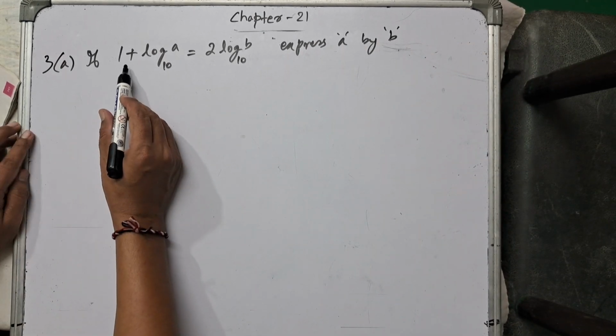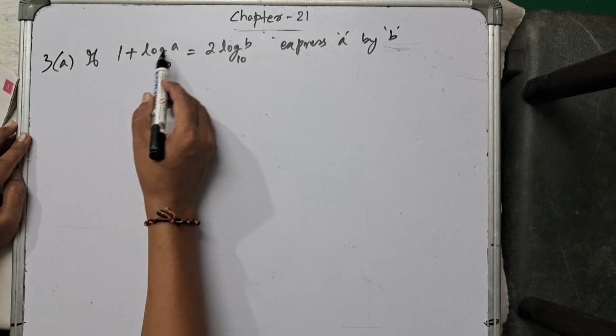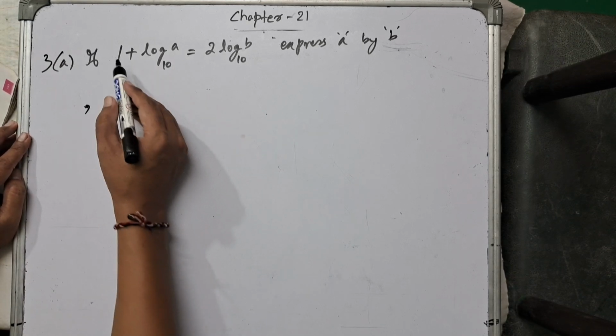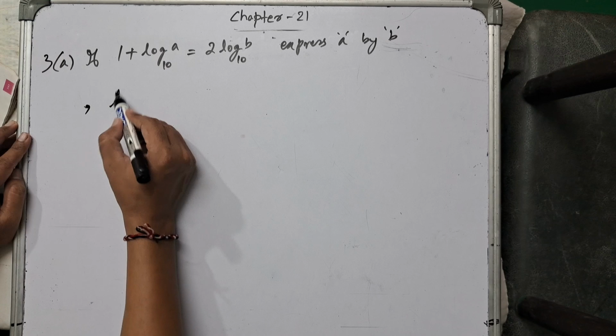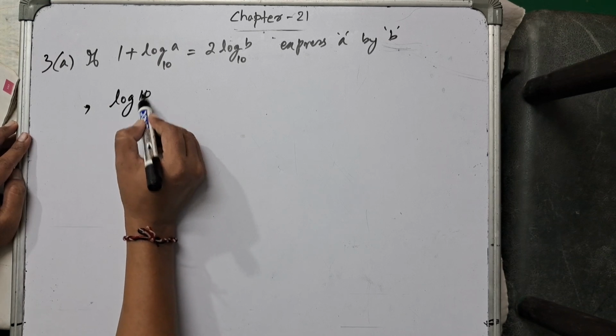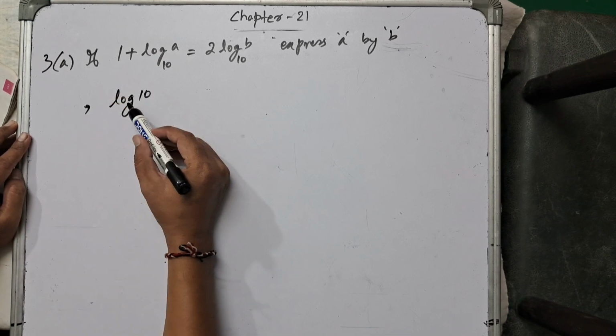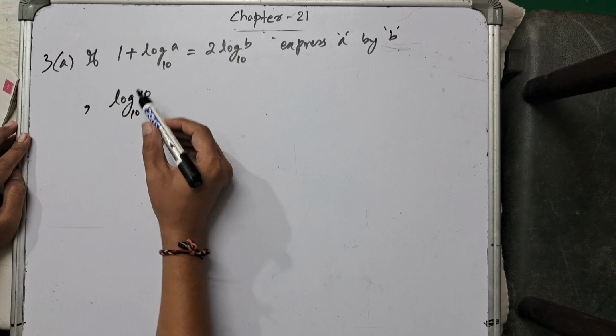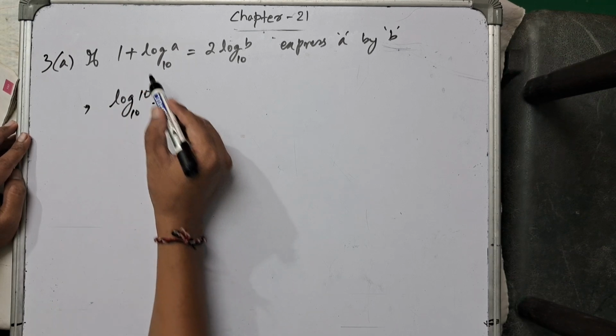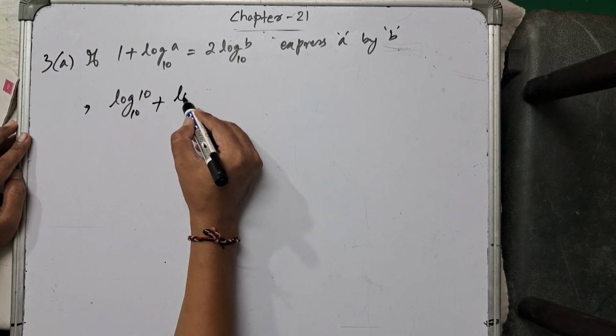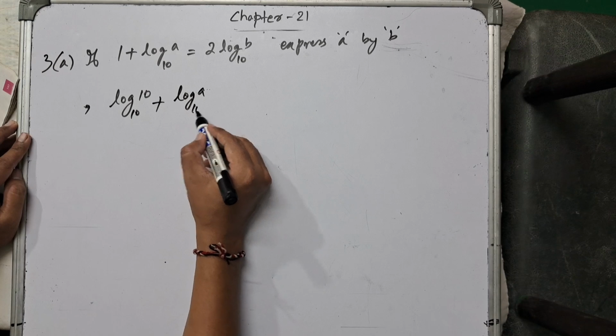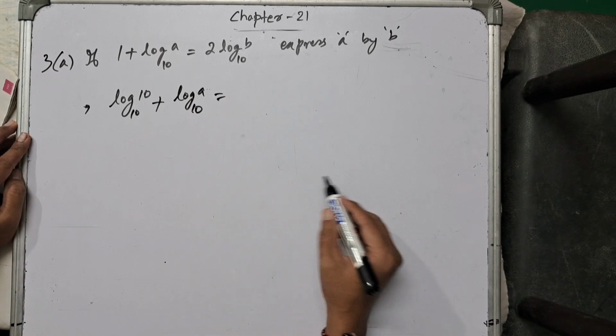Okay, these are the rules that will be needed to solve this question. So first, this is the equation given to us, 1 plus log a to the base 10. So what we do is we write log 10 to the base 10 instead of this 1. Okay, log 10 to the base 10 is 1, isn't it? So plus log a to the base 10 equal to, okay, another rule.